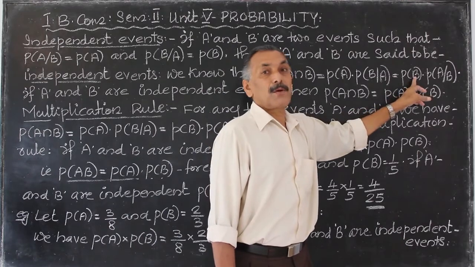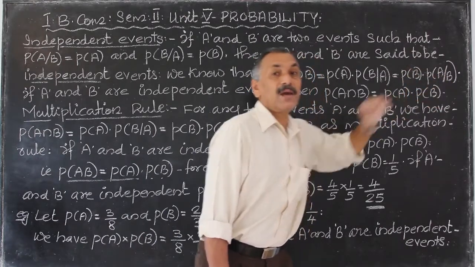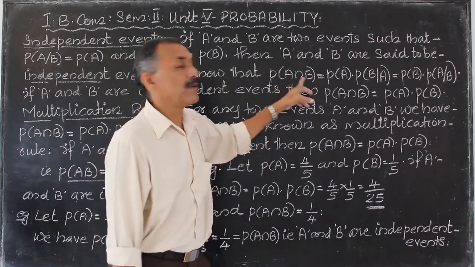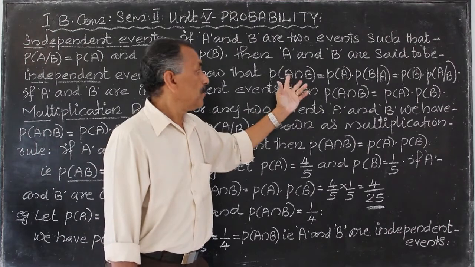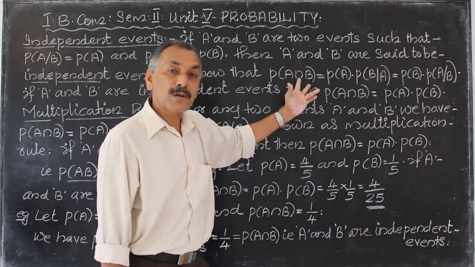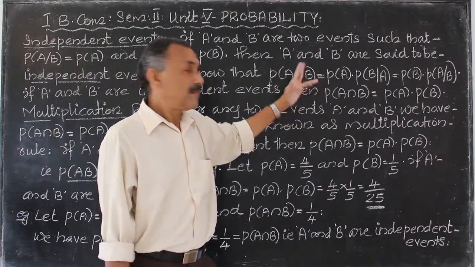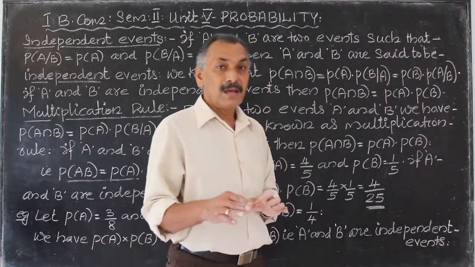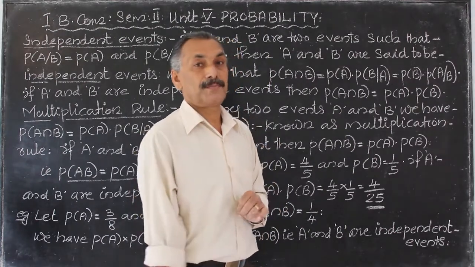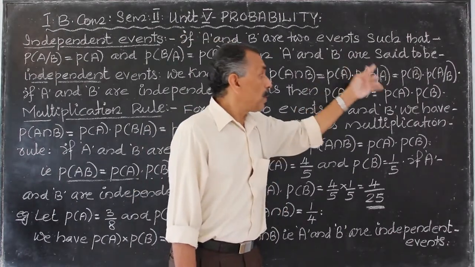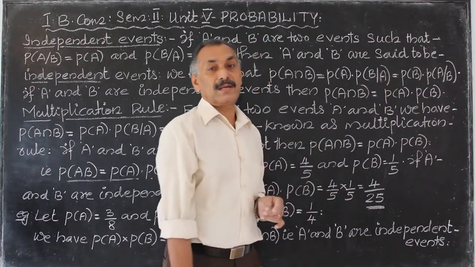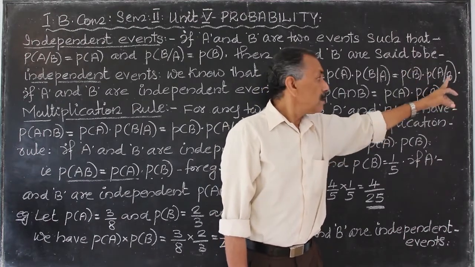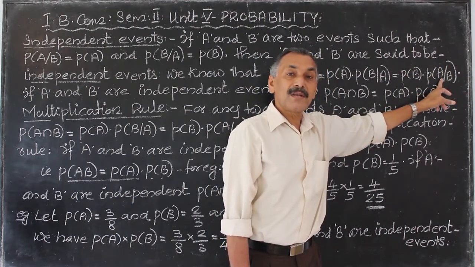Or B occurring probability into B occurring A occurring probability. A and B occurring probability, that is probability of A intersection B. Probability of A intersection B means probability for the occurrence of both events A and B. That is probability of the event A into probability of the event B where A has already occurred.